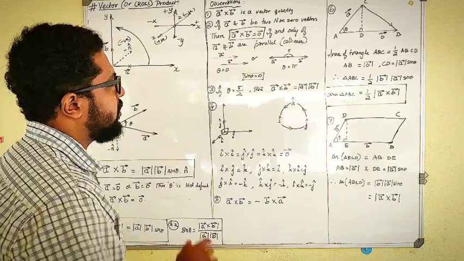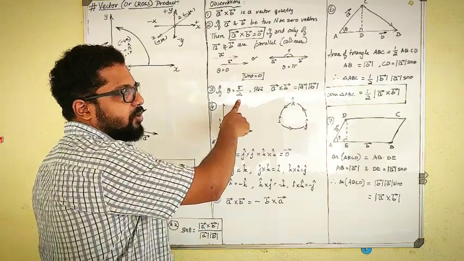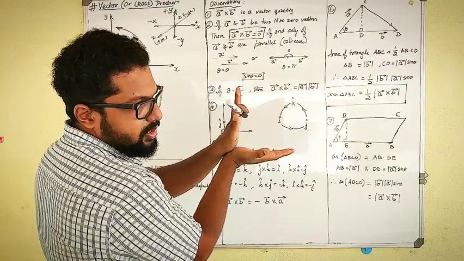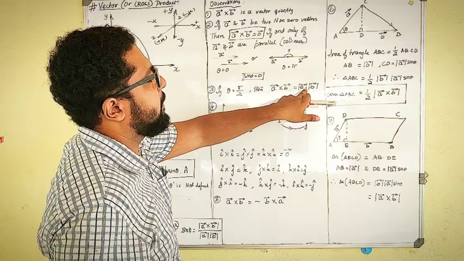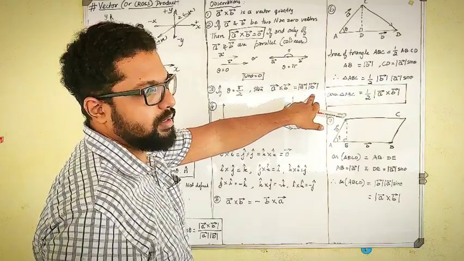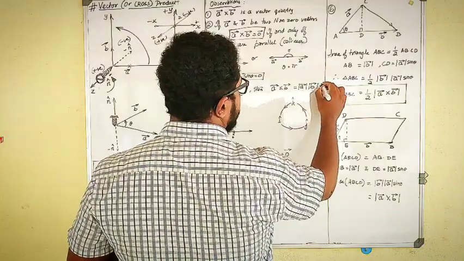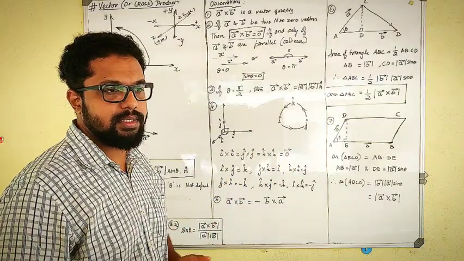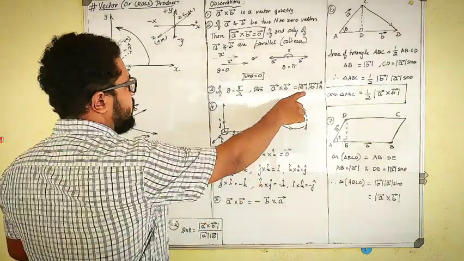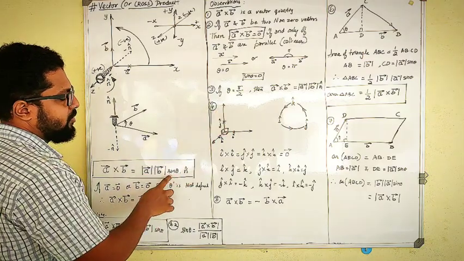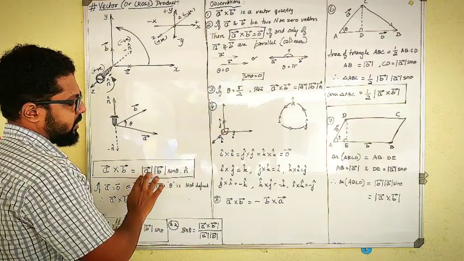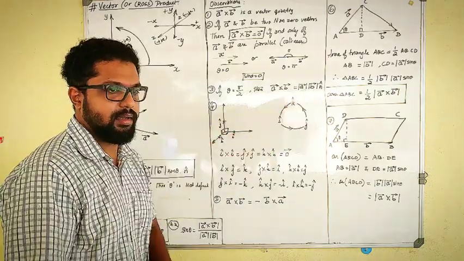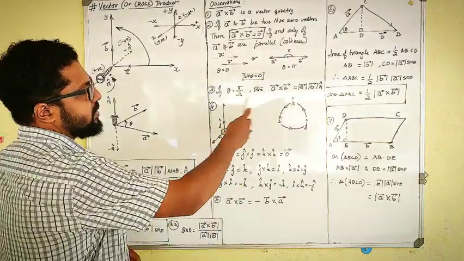Third one: if theta is 90 or pi by 2, that is, if the two vectors are perpendicular to each other, A cross B will be simply magnitude of A, magnitude of B, and n cap. Let's not forget that, because it is a vector quantity. Sin theta will become 1, since sin 90 is 1. Clear? Just substituting in this formula, if theta is pi by 2 or 90, this will become 1. Then the remaining is magnitude of A, magnitude of B, n cap. That is what it means if the two vectors are perpendicular to each other.